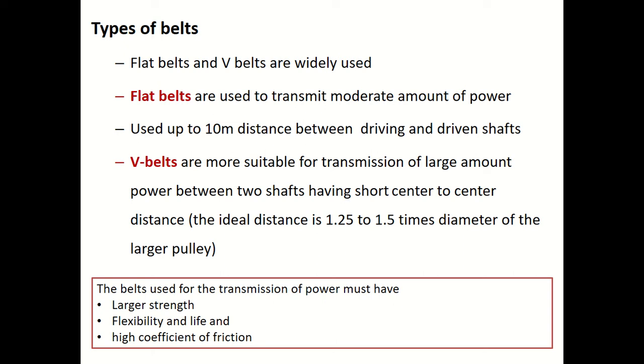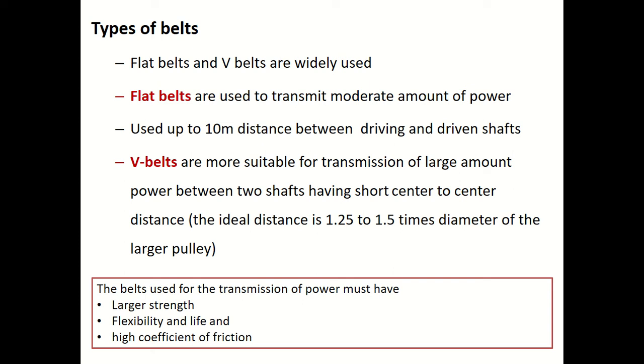There are many types of belts for transmission of power, but in general the flat belts and V belts are widely used. What is meant by flat belt, or why flat belts, or why V belts? The flat belts are used to transmit a moderate amount of power. Whenever you want to transmit a moderate amount of power, it is preferable to use a flat belt.